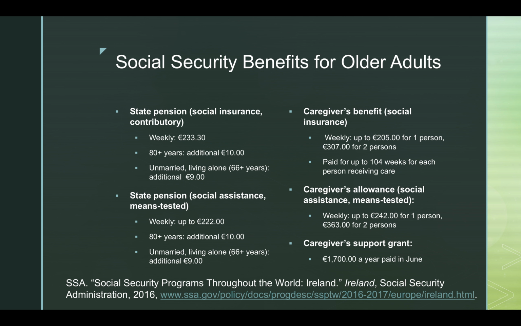Another form of caregiver support is the Caregiver's Allowance, which is a social assistance and means-tested program in Ireland. Up to €204 a week is paid if caring for one person, €306 a week if caring for two or more persons. Another form of support that is given to caregivers in Ireland is the Caregiver Support Grant, which is €1,700 a year, paid out in the month of June.